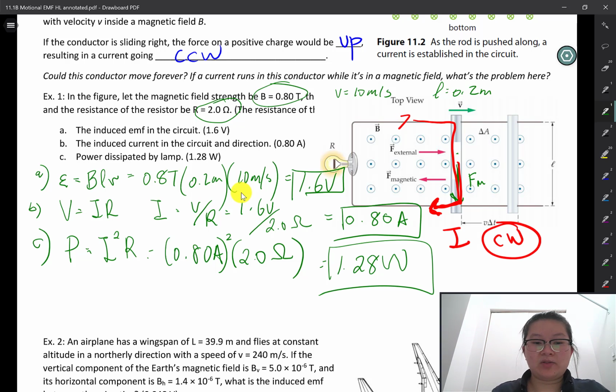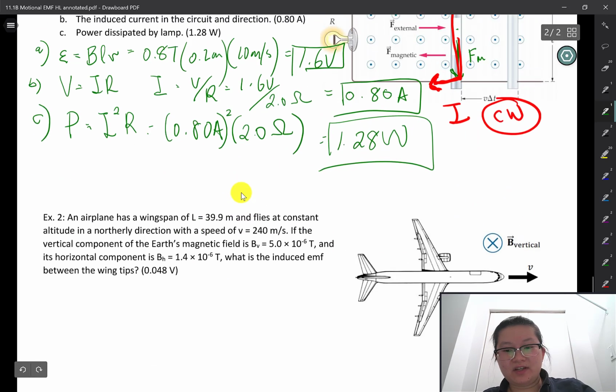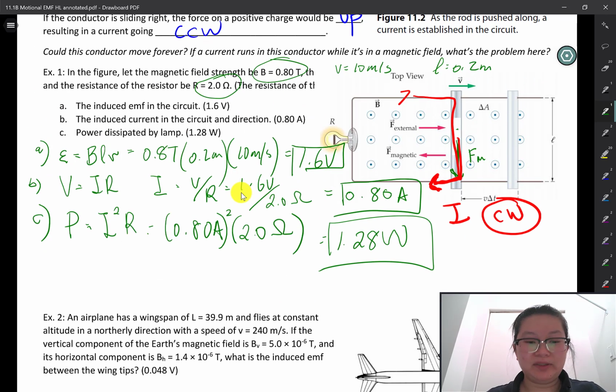That's example 1. So hopefully you have a better idea of how motional EMF works. I have another video coming up with an airplane also applying motional EMF. So hopefully this was helpful, and thank you for watching. Maybe stay tuned for the next example.